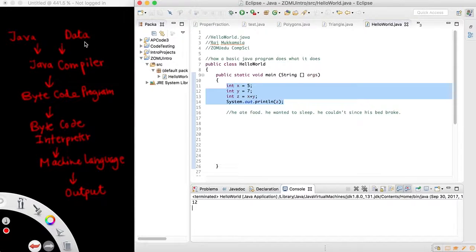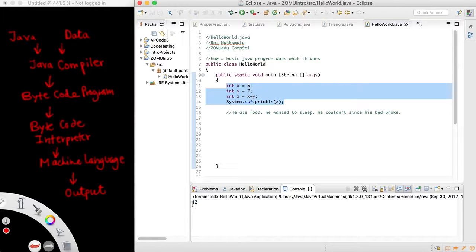I wrote in Java that took up data. I put that Java language in a compiler and converted it into bytecode. Then I put that bytecode into a bytecode interpreter that made the bytecode easier to read and actually sensible. Then I converted that bytecode and read it line for line into the machine language. And then I finally executed my answer. So in this case, this highlighted area would be my Java and data. The Java compiler, bytecode program, bytecode interpreter, and machine language would be everything that's happening in the background. And then finally, my output is something that we all see to be 12.